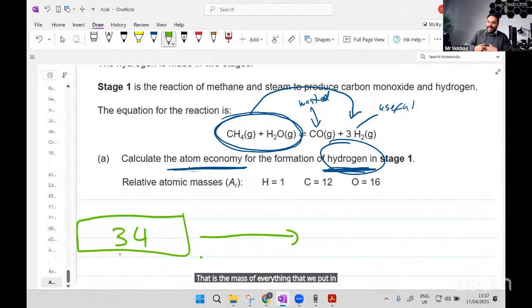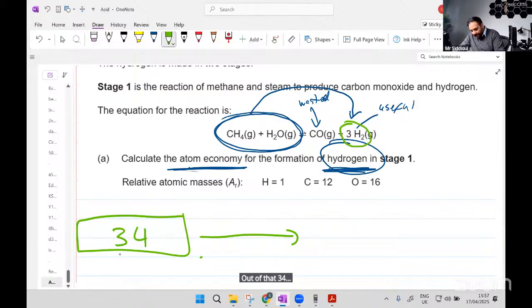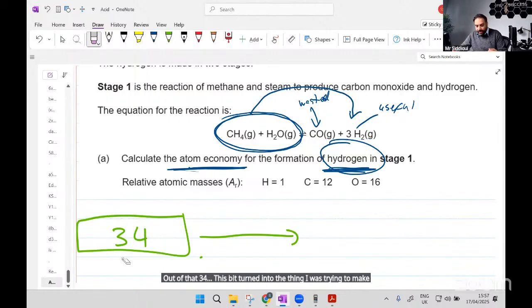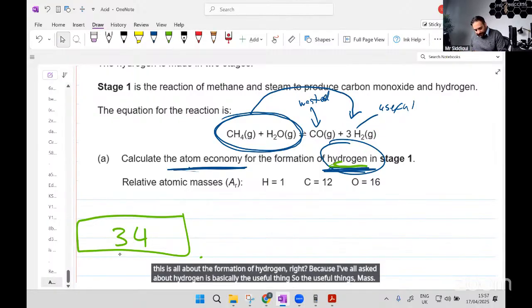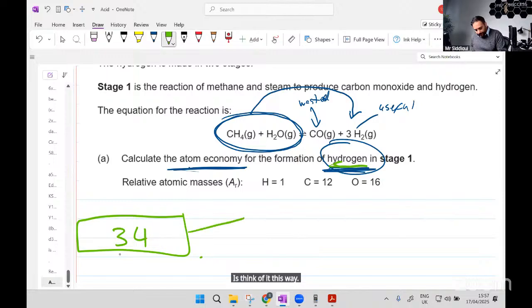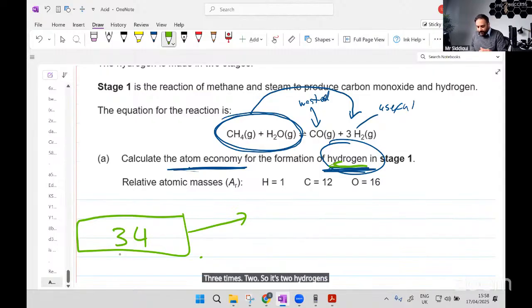Think of that as the electrical energy that you put into the fan. Out of that 34, this bit turned into the thing I was trying to make, because this is all about the formation of hydrogen, right? Because that's what we're asked about. Hydrogen is basically the useful thing. So the useful thing's mass is, if we think of it this way, 3 times 2. So it's two hydrogens, which is two, but then tripled. You use the big numbers here. That's important.